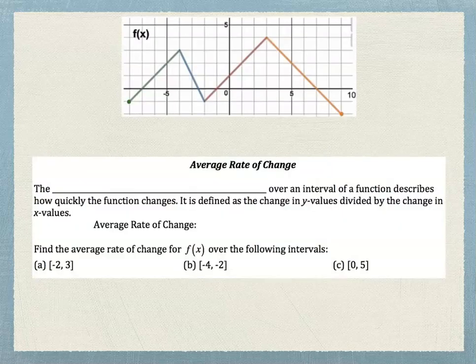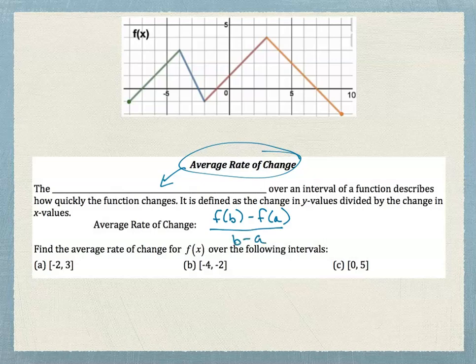The average rate of change over an interval of a function describes how quickly the function changes. It's defined as the change in y values divided by the change in x values. So formally we say that it is f of b minus f of a over b minus a. Your function values are your y's, and your b's and a's are your x's, right?